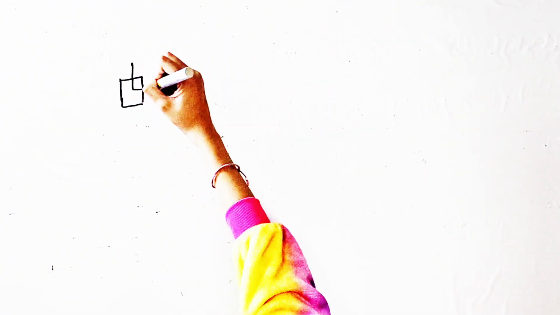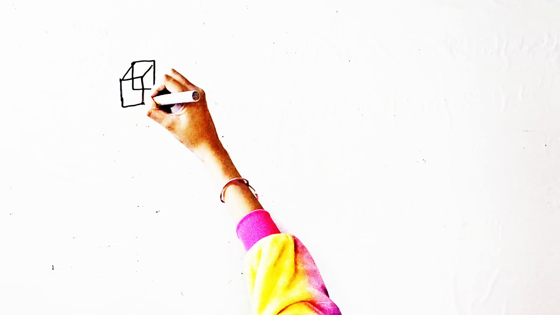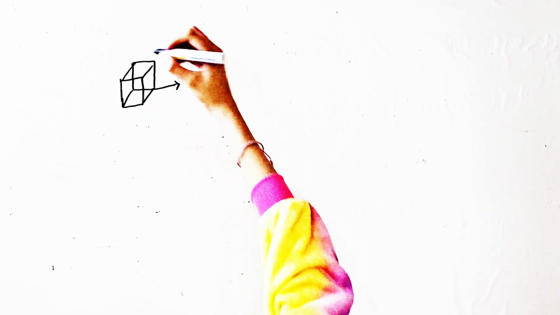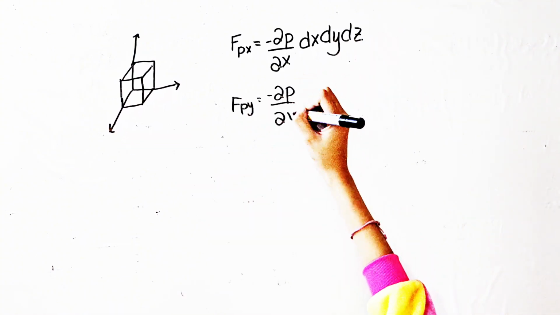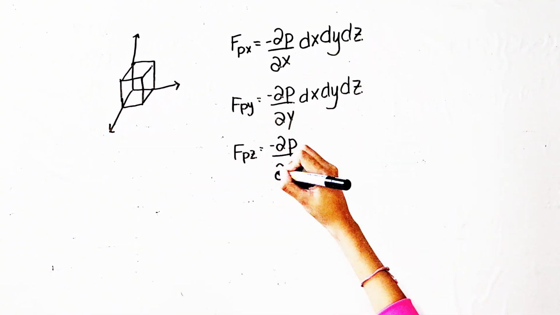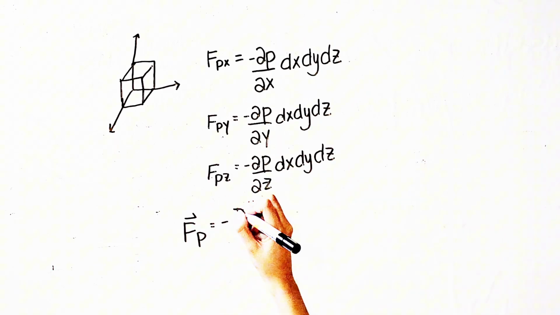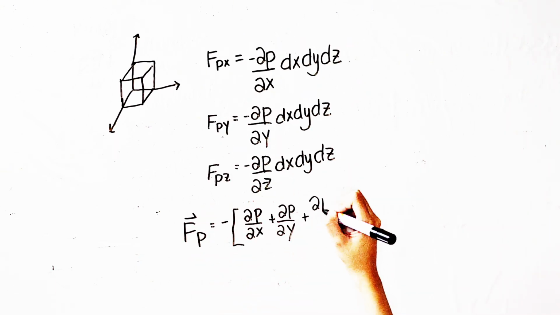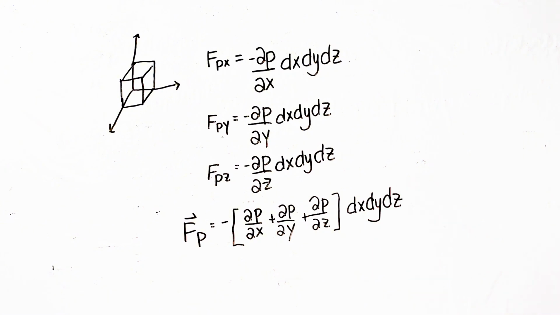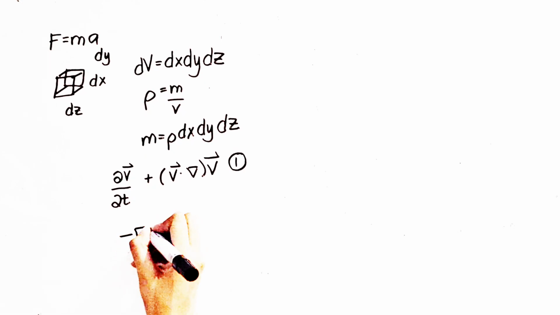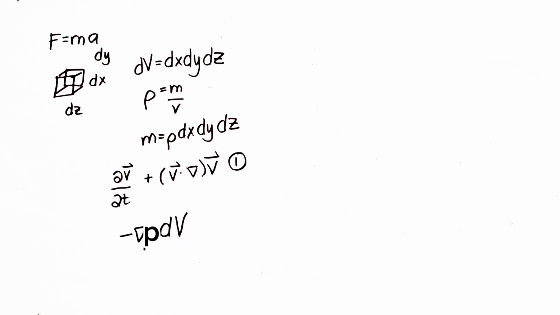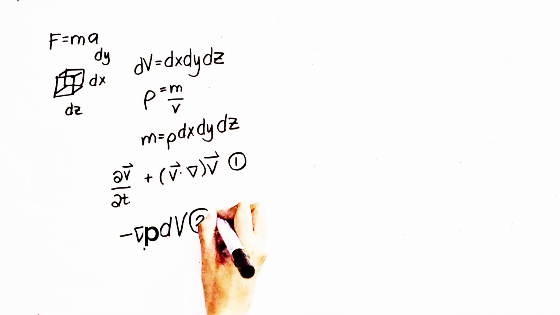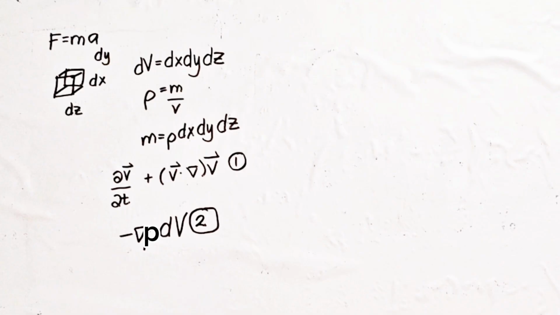And note that this fluid element is in 3 dimensions. So pressure is not just working on the x-axis, it's also working on the y and z-axis. So let's do the same procedure for y and z. Add them all together, and we get the final expression for the force of pressure on this fluid element, which can just be written as negative del p dV. And that makes our second equation, which is also the first equation for force acting on our fluid element, the force due to pressure, which is negative del p dV.